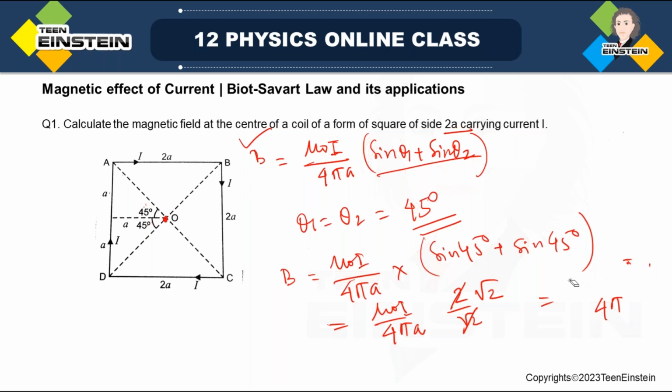So what we are getting here is actually mu0 I by 4 pi, sorry, this is 4 pi A. I have to write for this problem, this is A only. 1 by root 2, 1 by root 2, so 2 by root 2. This is the way.